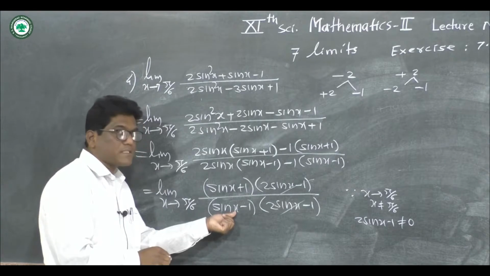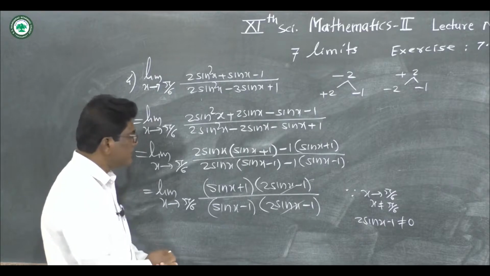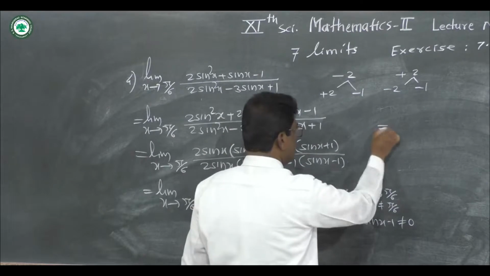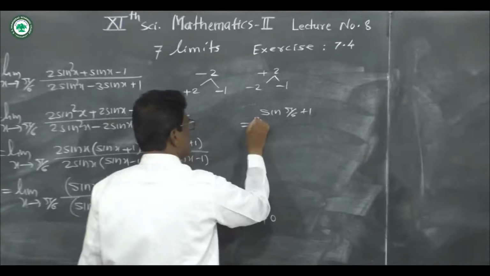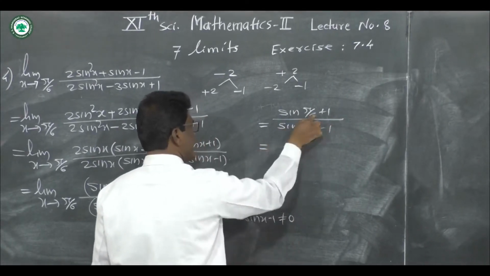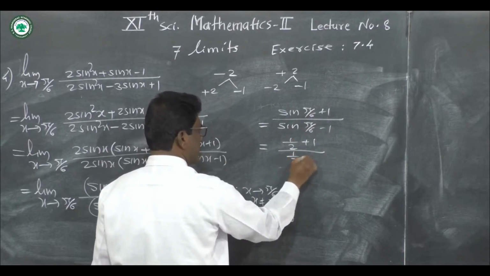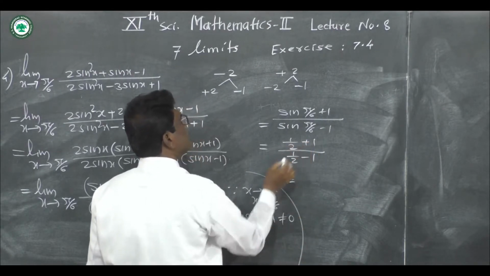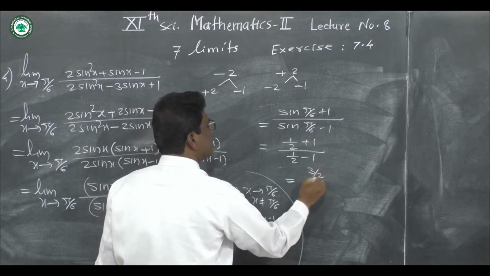Because sin of pi by 6, sin 30 degrees, is 1 half, and 1 half minus 1 is minus 1 half. So put directly x as pi by 6, and we get sin of pi by 6 plus 1 divided by sin of pi by 6 minus 1. So it is sin of pi by 6, that is 1 half, plus 1, divided by 1 half minus 1. So it is this 1 half plus 1: 1 plus 2 into 1, 2, 1 plus 2 means 3 divided by 2.